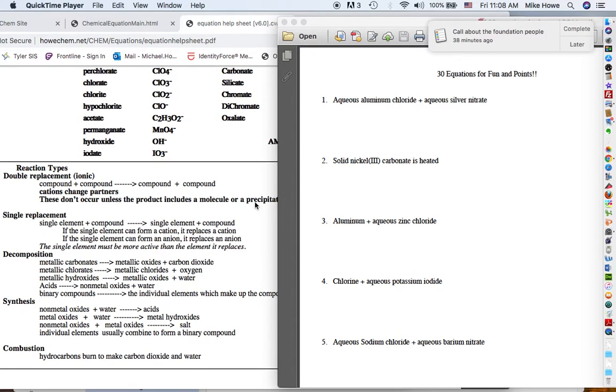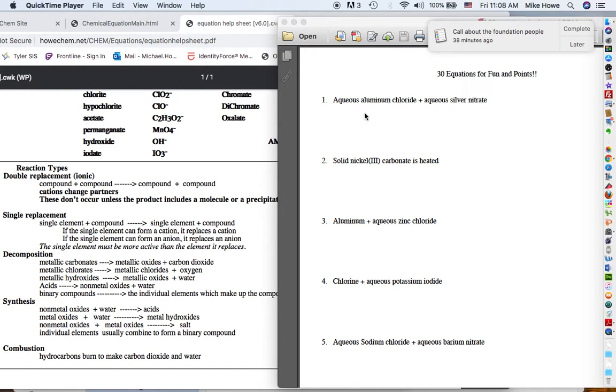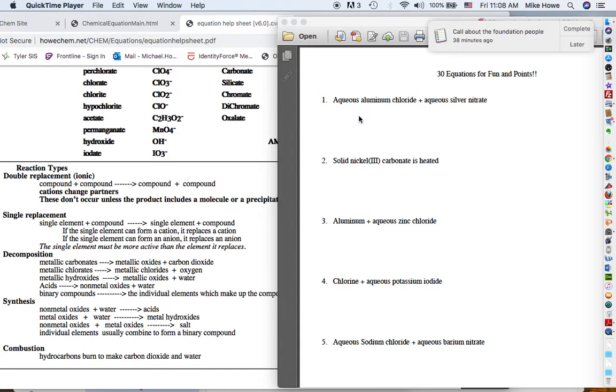So I'm going to use an older assignment that I've given in previous years to try and explain to you again how to handle the different kinds of reactions. In this case, if you look at this equation, we've got aluminum chloride, that would be AlCl3, and we have aqueous silver nitrate.